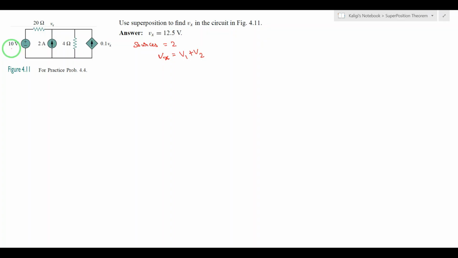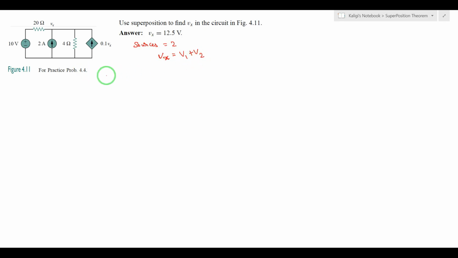For example, if you consider the 10 volts voltage source acting alone, meaning only this one in the circuit, the remaining sources will be inactive. That time you will get V1. In the second step, you consider the current source alone, with the voltage source inactive, and then you will get V2. The algebraic sum is the total response voltage. Don't get confused, I'm just telling you the theory. I will solve this one: Vx will be V1 plus V2.